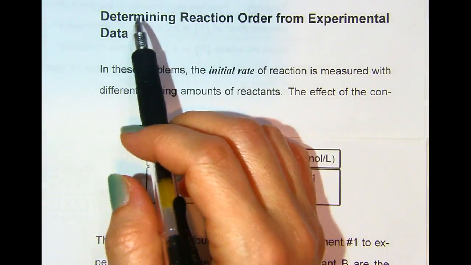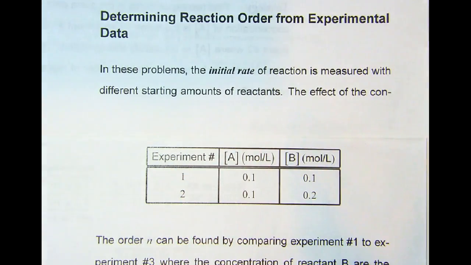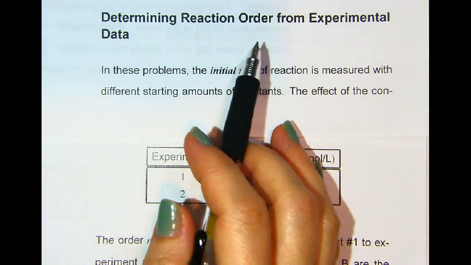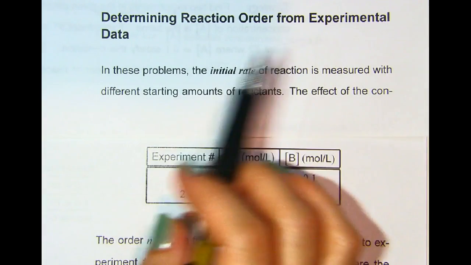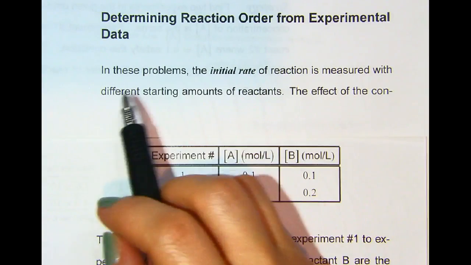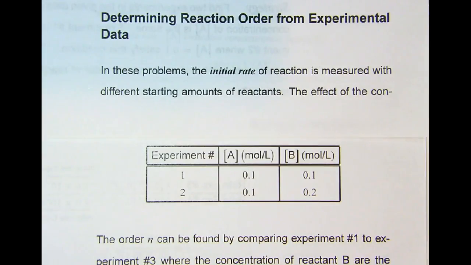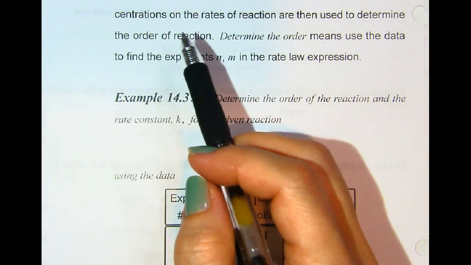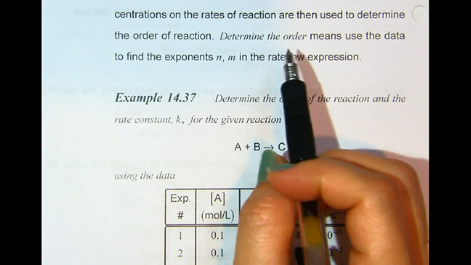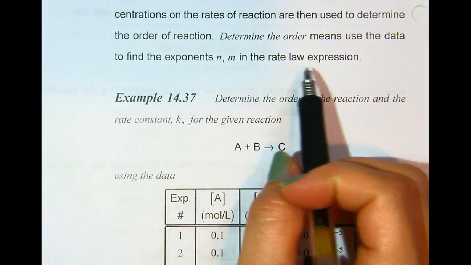Now we're going to determine the reaction orders from experimental data. So here, recognize that anytime you want to know the order of a reaction, experimental data can be used to figure that out. In these problems, the initial rate of reaction is measured with different starting amounts of reactants. The effect of the concentrations on the rates of reaction are then used to determine the order of reaction. Determine the order means use the data to find the exponents n and m in the rate law expression.